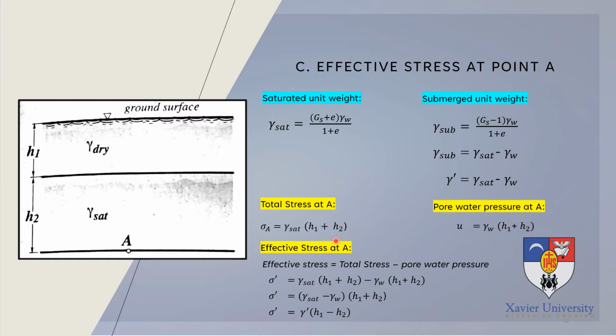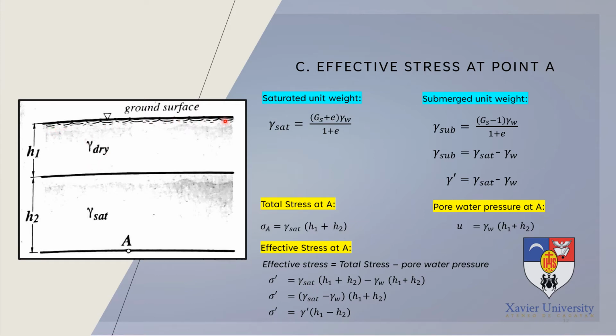So our total stress at A is equal to gamma sat times H1 plus H2. You might wonder why we are using gamma saturated for both layers, even though the illustration here actually specifies gamma dry.